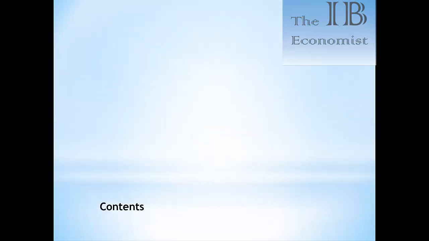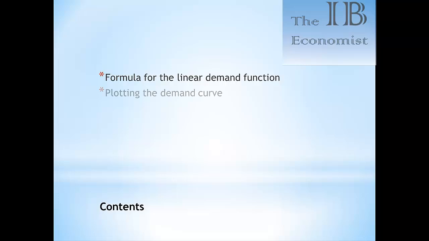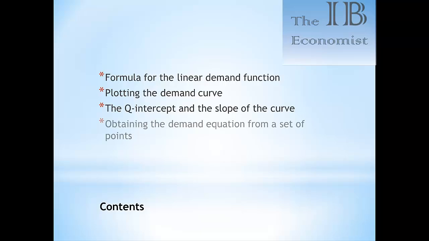Let's have a look at the contents for this lesson. First, we will begin by looking at the formula for the linear demand function. Then we will learn how to plot the demand curve using the same formula. Then we will look at the values for the q-intercept, which is the horizontal intercept, or the point where the function intersects with the horizontal axis, and the slope of the curve. We'll then learn how to obtain the demand function from a set of given points. Finally, we will see what happens to the demand curve when we change the values of a, which is the intercept, and of negative b, which is the slope of the curve.